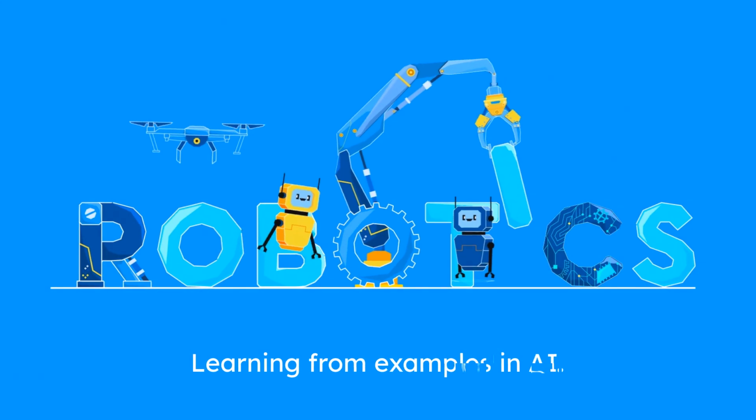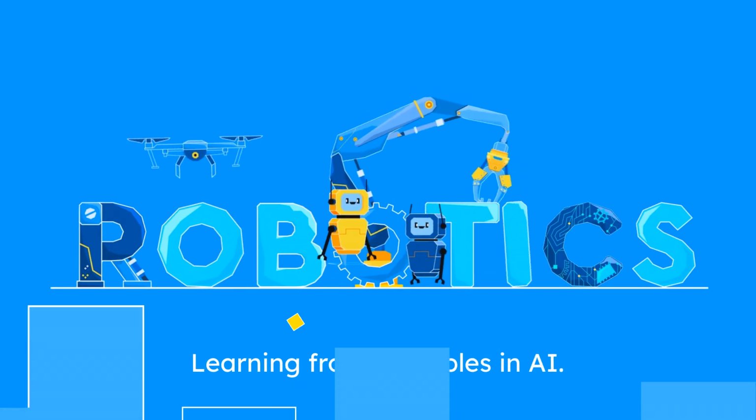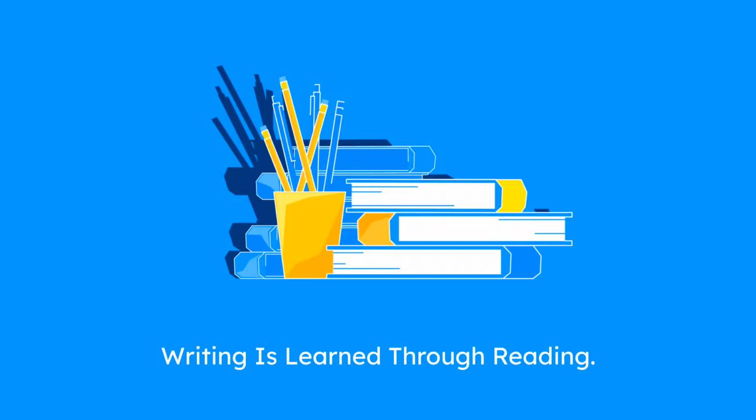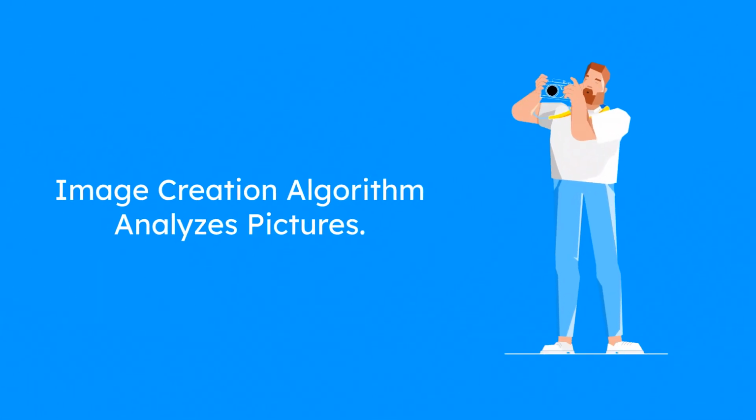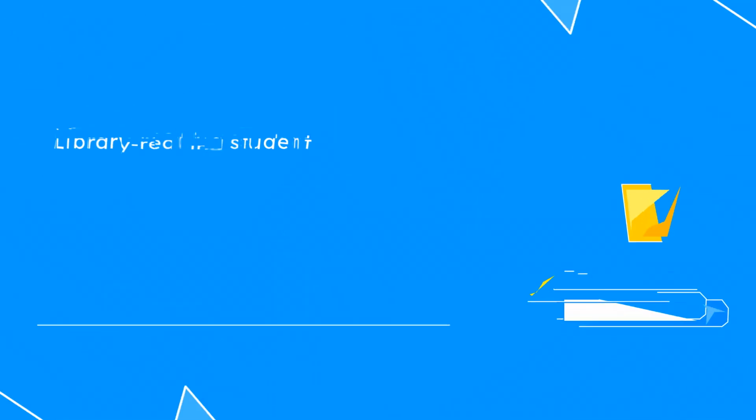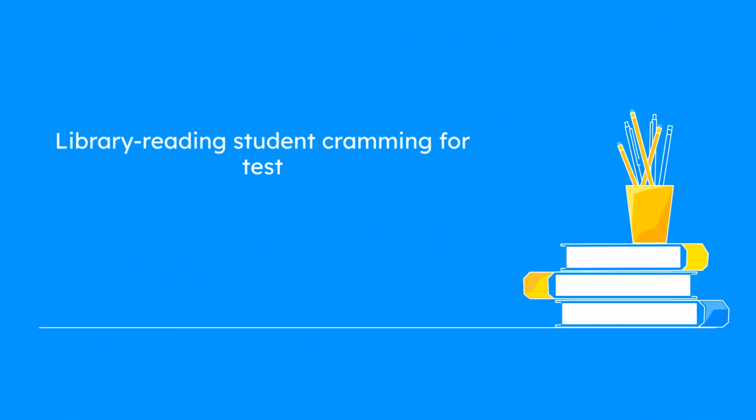Generative AI starts by learning from examples. If it is learning to write, it reads thousands of books. For creating images, it studies millions of pictures. It is like a student cramming for a big test by reading every textbook in the library.